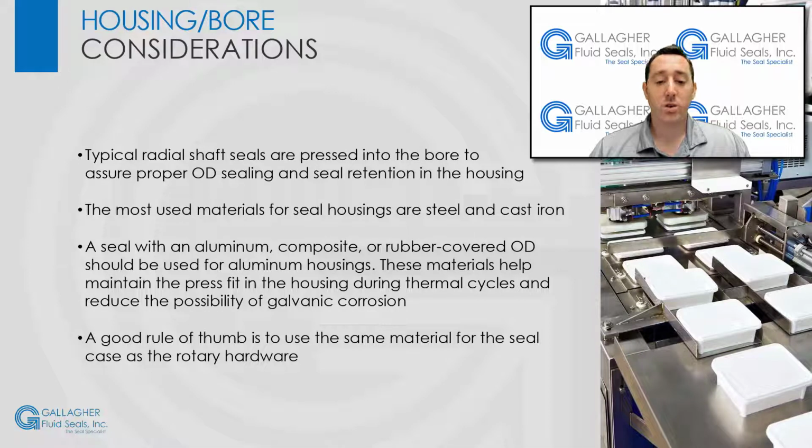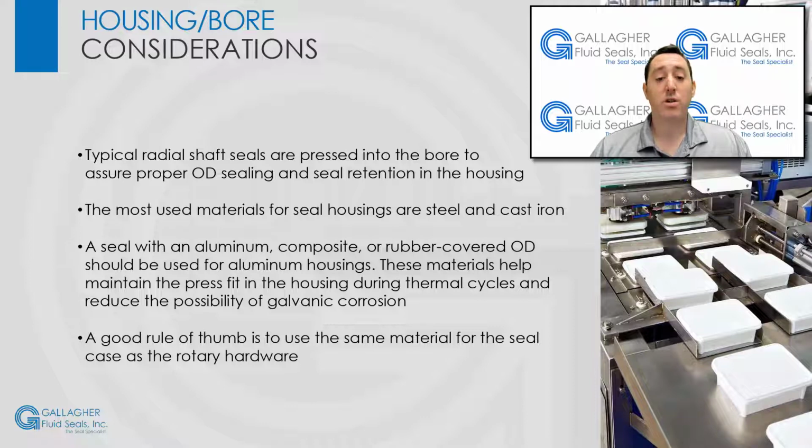Care should be taken when softer materials, such as aluminum, bronze, or plastics, are used for the housing material. Aluminum has a thermal expansion rate almost double that of steel. Steel case designs can lose their required press fit in an aluminum housing when they go through thermal cycles. A seal with an aluminum, composite, or rubber-covered OD should be used for aluminum housings. These materials help maintain the press fit in the housing during thermal cycles and reduce the possibility of galvanic corrosion.